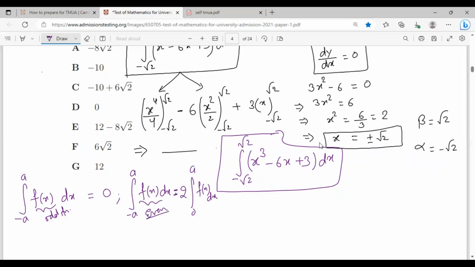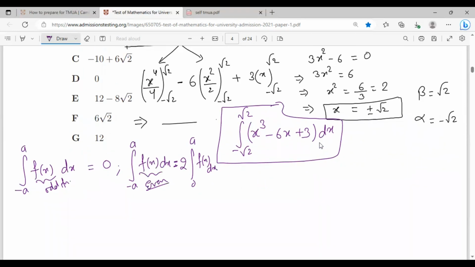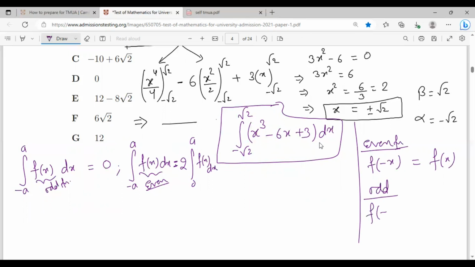So can we apply the concept here? What is an even function and what is an odd function? Let us recall. An even function is one where f of minus x is equal to f of x. An odd function is one where f of minus x is equal to minus f of x. That's the condition for an odd function. So let us apply the concept here.